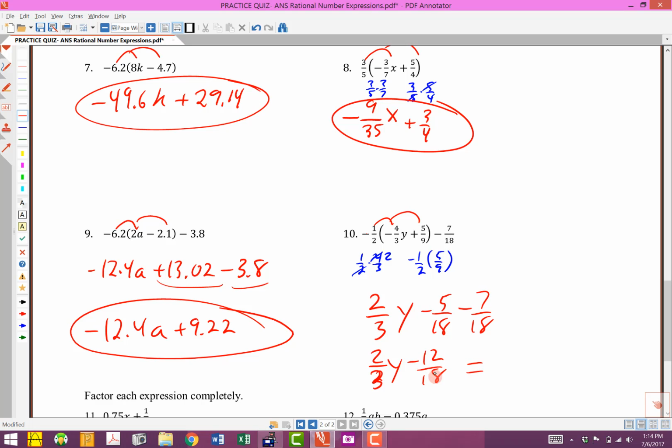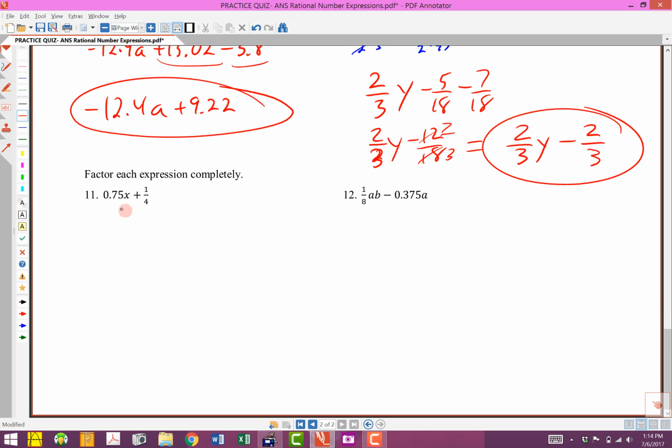So that means we've got something that we can simplify here. So this is going to be 2/3 y, and then 6 goes in here twice, 6 goes in here 3 times. So oddly enough, this ends up being 2/3 y minus 2/3. And again, we can't do anything with those because they're not like terms. They don't have the same variable on them. Okay, last two problems. Factor each expression completely.